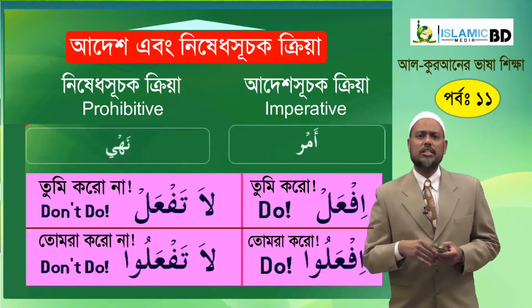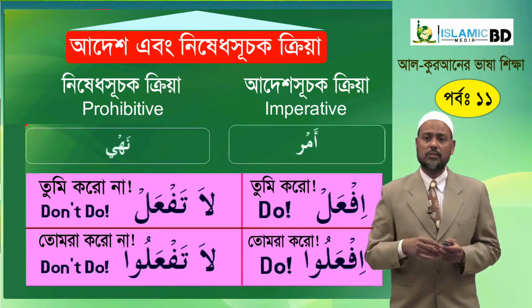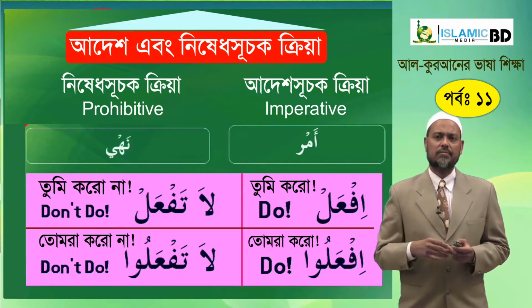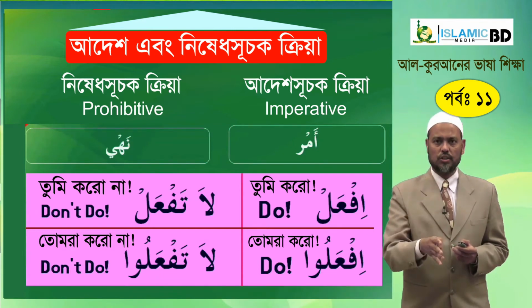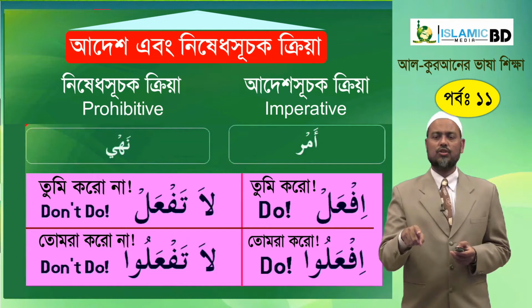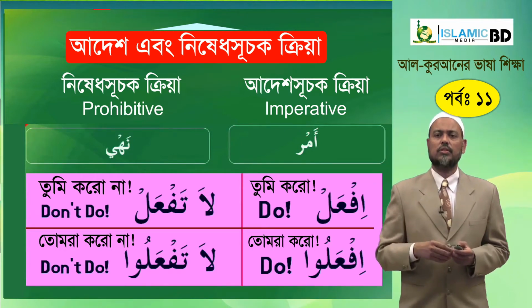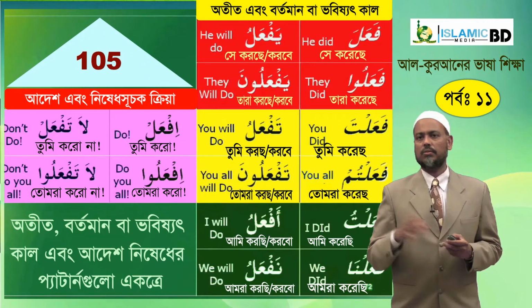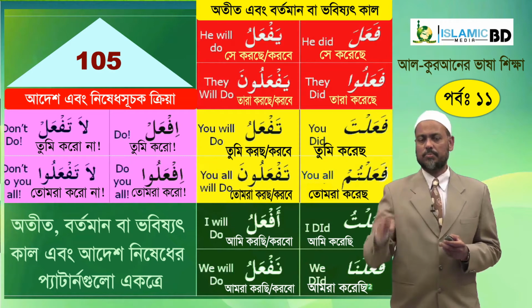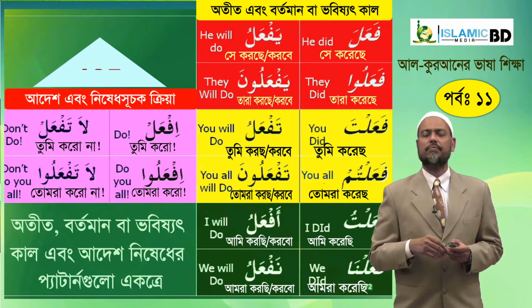We also have learned imperative and negative, or imperative and prohibitive. Okay, so please repeat after me. If'al, do. If'alu, do. La taf'al, don't do. La taf'alu, don't do. So that table so far has been covered, with the past tense or fi'l madi, fi'l mudari', imperative and negative.